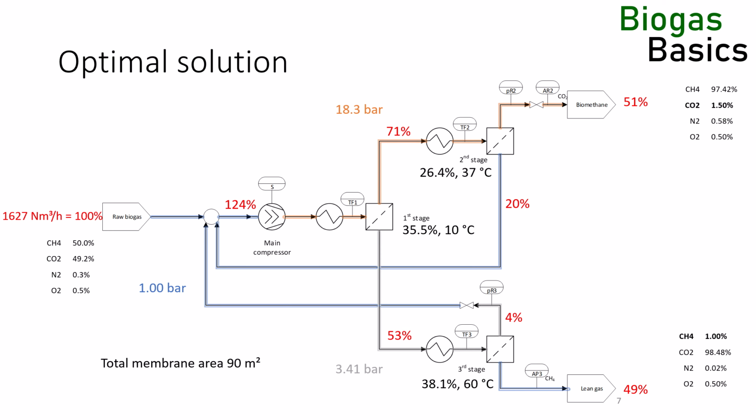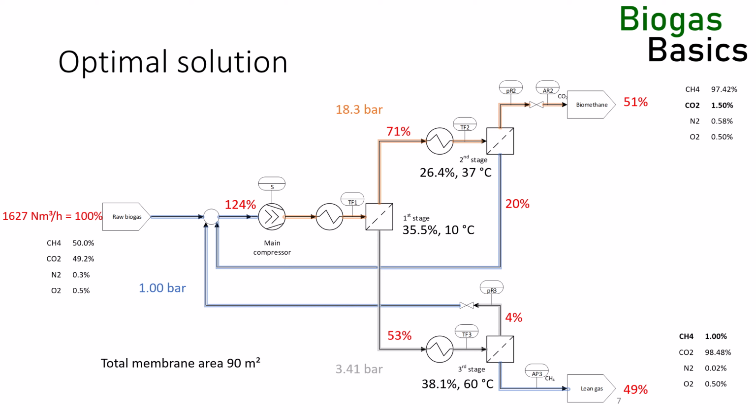The inlet flow is 1,627 norm cubic meters per hour biogas with a methane content of 50%, a nitrogen content of 0.3%, and an O2 content of 0.5%. The rest is CO2. The stream is set to 100%. The inlet pressure is 1 bar. All pressures here are given as absolute pressures.